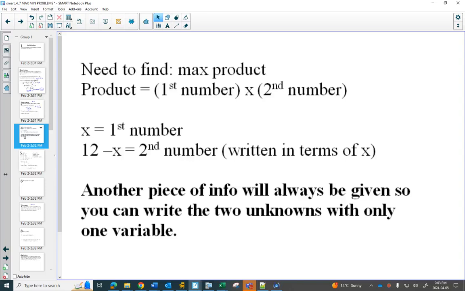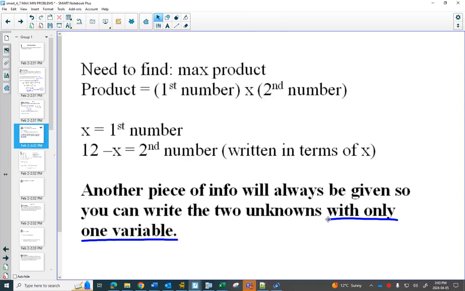So this is enough for us so that we can write, this is the important thing here, we can write the two unknowns with only one variable. Because sometimes people will say, I'll make my first number x, what's your second number? Y. Well, that's great, you used two different letters, but that doesn't let you complete the square. So we always need to only use one variable.